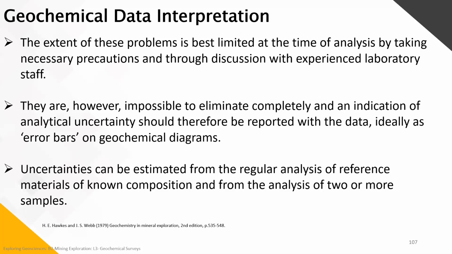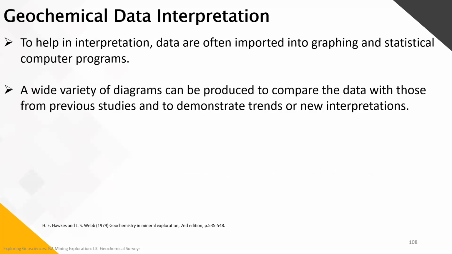So we need to add a little codification here to make sure that our data is reliable. Uncertainties can be estimated from the regular analysis of reference materials of known composition and from the analysis of two or more samples. To help in the interpretation, data are often imported into graphing and statistical computer programs. A wide variety of diagrams can be produced to compare the data with those from previous studies and to demonstrate trends or new interpretations.